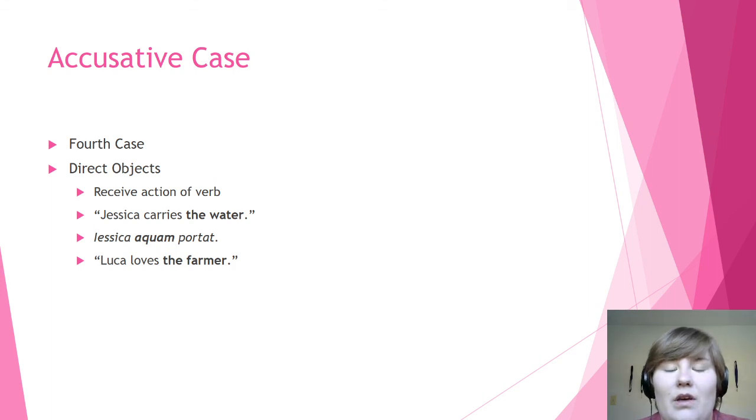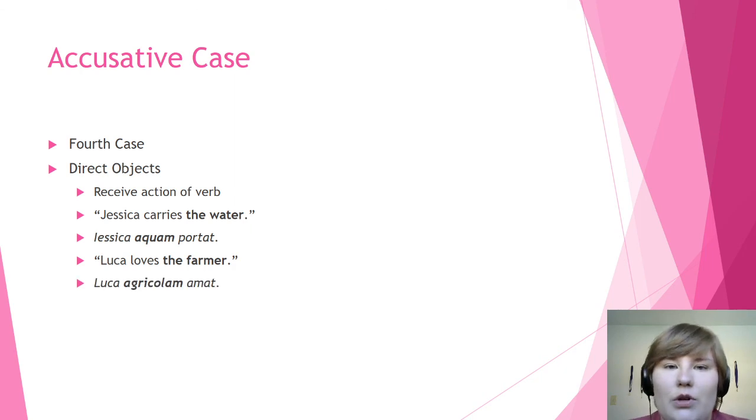Let's try another one. Luca loves the farmer. So Luca is going to be our subject. It's going to be what case? Nominative case. We have our verb, loves, and then we have the farmer. So we ask ourselves, is loves a state of being? No, it's an action. So the farmer can't be a predicate nominative, and we know it's not the subject. Is the farmer receiving the action of the verb? Is the farmer receiving the love? Yes. So that makes the farmer a direct object.